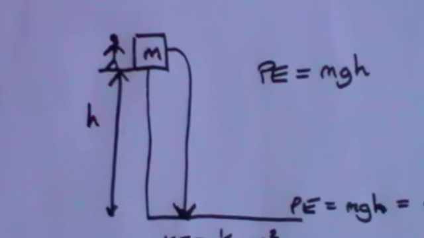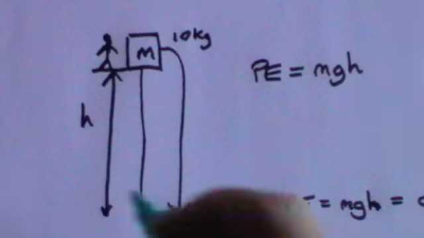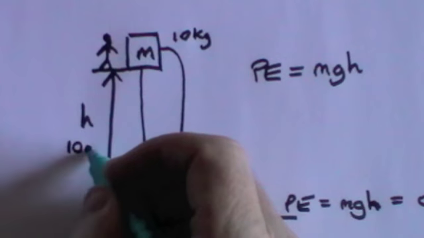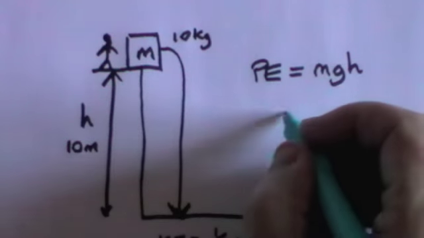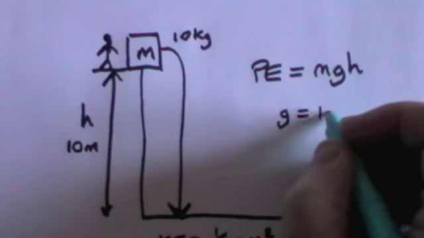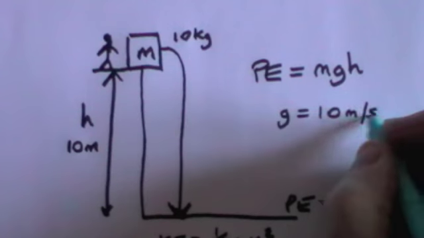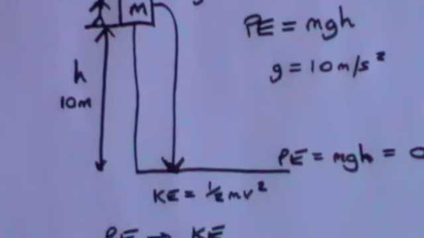Let's do a sum. Let's suppose that the mass is 10 kilograms, and let's suppose the height is 10 meters. I'm doing this just to keep things simple. And let's suppose that g, which is normally 9.81, we've been told that we can regard that as 10 meters per second squared. What is the velocity when the mass hits the ground?